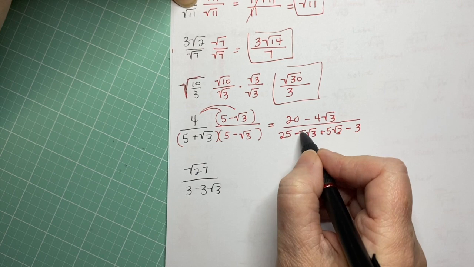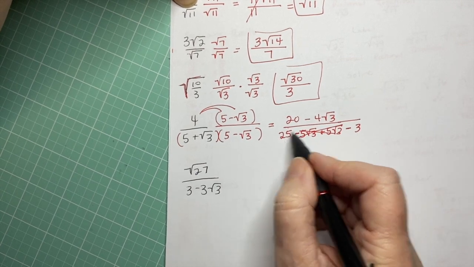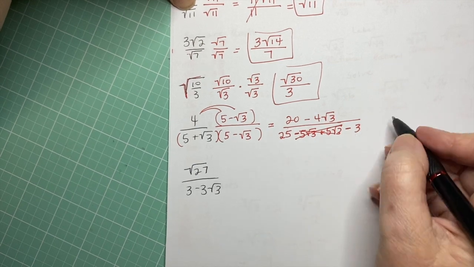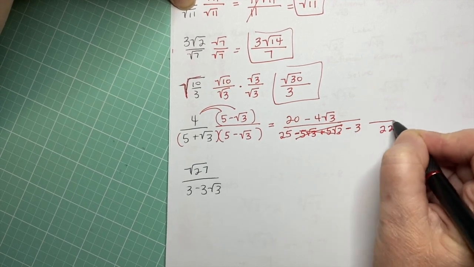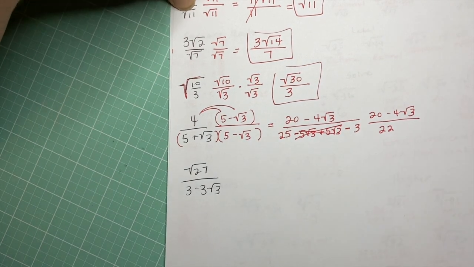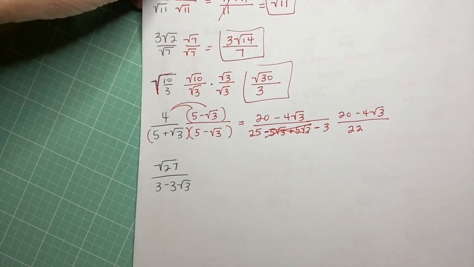These will always be opposites because you picked them to make it that way. So all I have to do is say 25 minus 3 is 22 on the bottom, and I have 20 minus 4 square roots of 3 on the top.